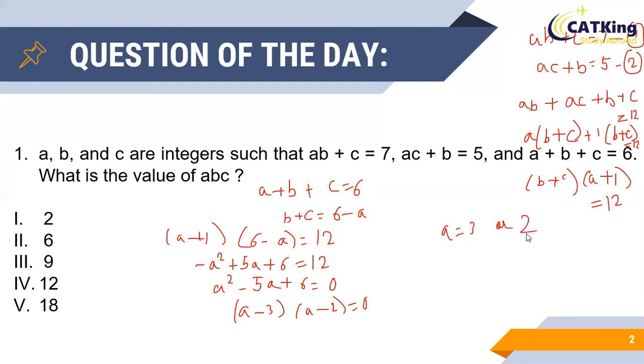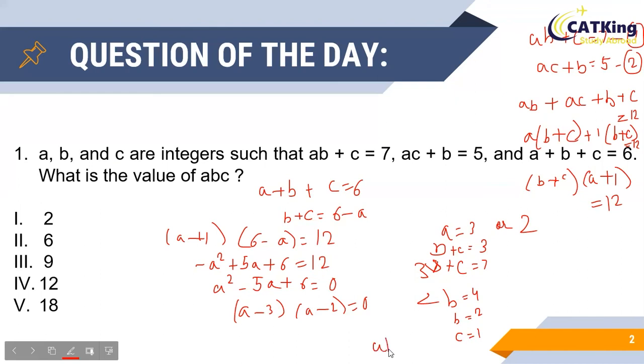Now, when a is equal to 3, we obtain b plus c is equal to 6 minus 3, or 3. And from equation 1, we have 3b plus c is equal to 7. Hence, 2b is equal to 4 on subtracting, or b is equal to 2. Hence, if b is equal to 2, c must be equal to 1. And in this case, we have abc is equal to 6.